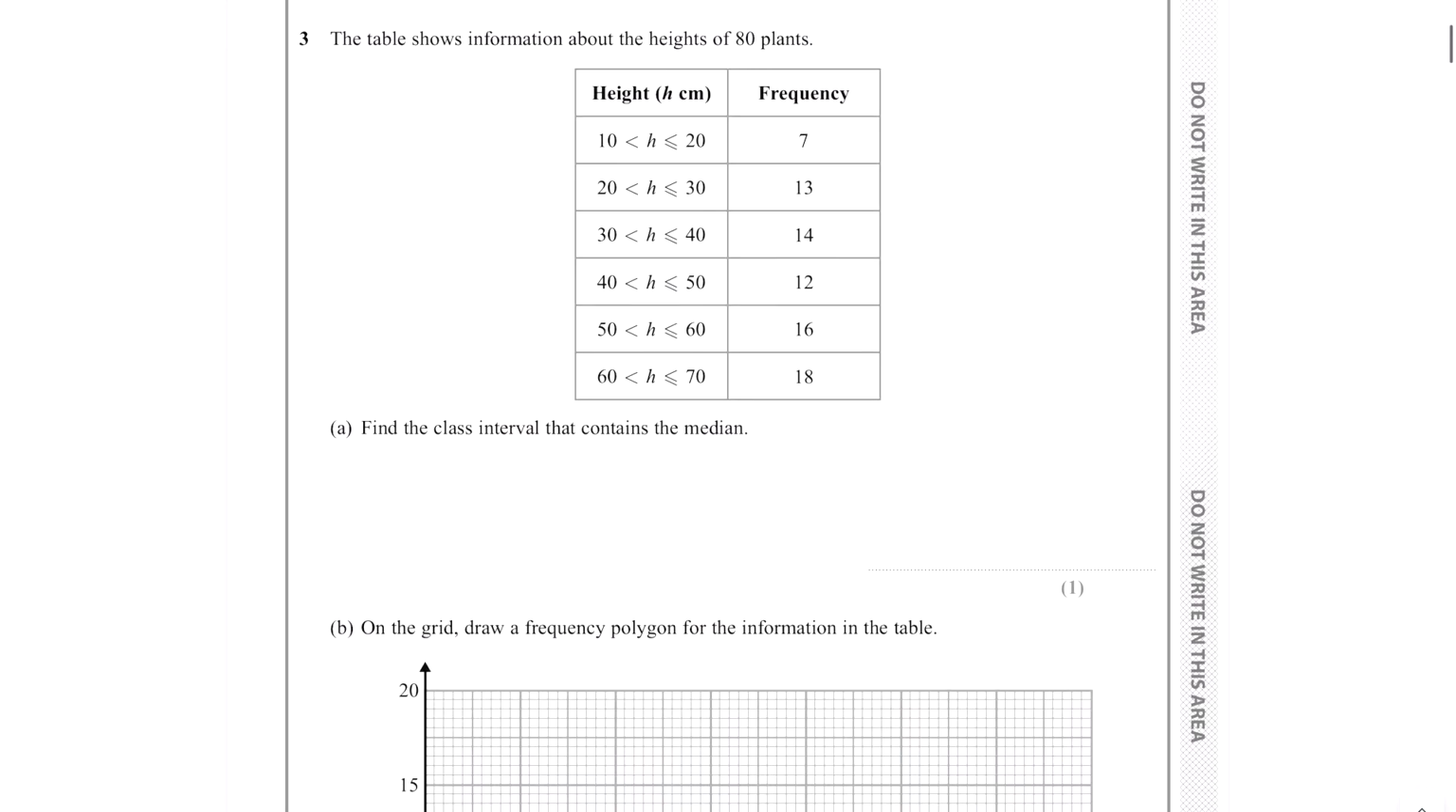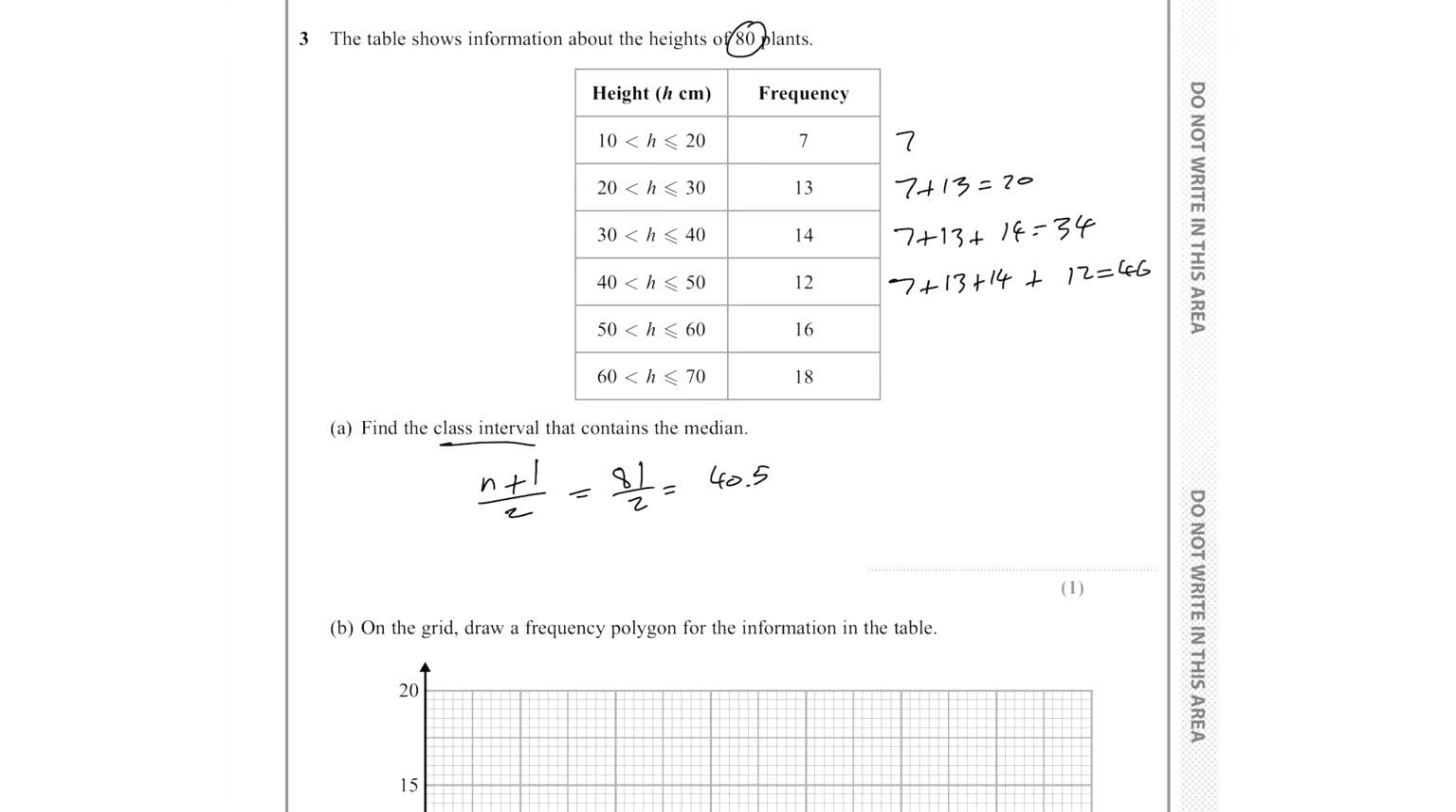Moving on to question 3, the table shows information about heights of 80 plants. Find the class interval that contains the median. To find the median, you do the total, which is n, plus 1 divided by 2. We're told the total is 80. So 81 divided by 2 is 40.5. And now we need to find what class interval that sits inside. So the first one is 7. The next one is 7 plus 13, which is 20. The next one is 7 plus 13 plus 14, which is 34, so we're still not there yet. Then it's 7 plus 13 plus 14 plus 12, which is 46. So we can see it's going to sit in this interval here, which is 40 to 50.